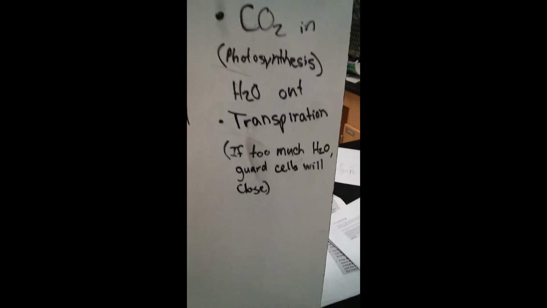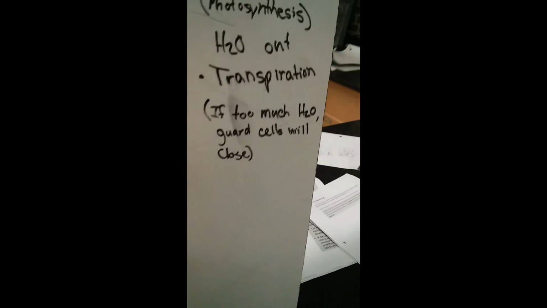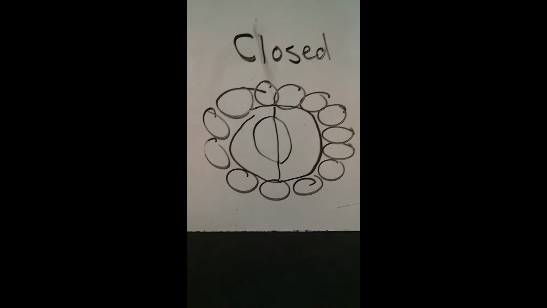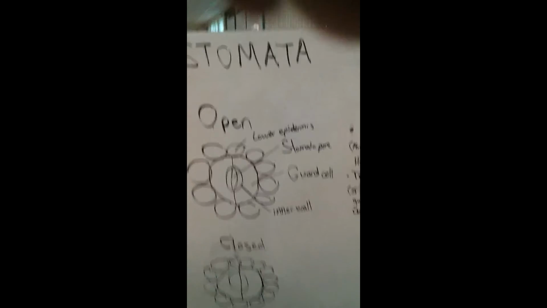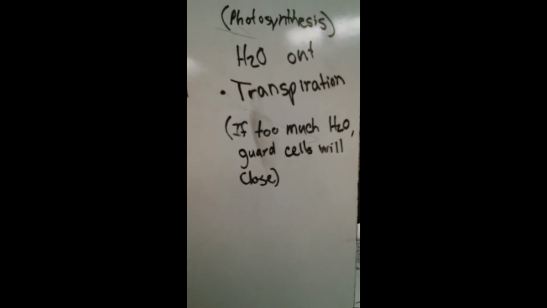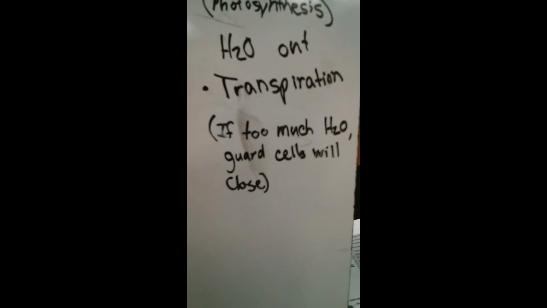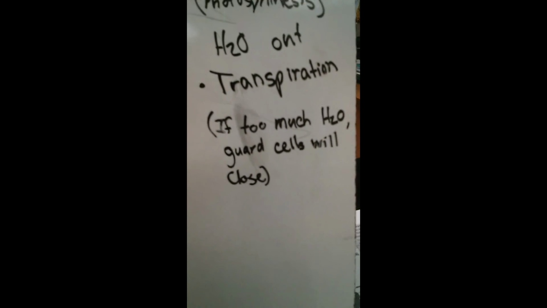If there's too much H2O, guard cells will close. This is a closed stomata, and that is because the guard cells are flaccid, they're not pumped with water, and so that causes it to close, and then when the situation is right, it pops back open just like that. In regards to H2O, if there's too much H2O loss, such as in dry conditions, the stomata will also close.